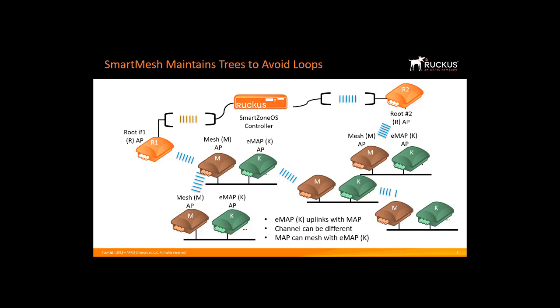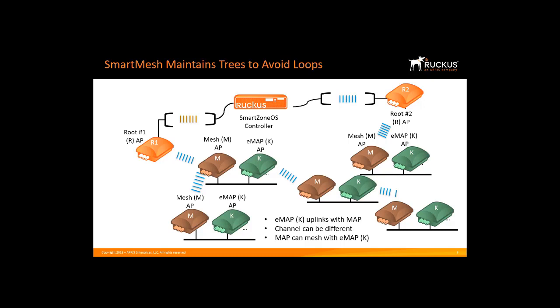Meshing APs and extended mesh APs make path forwarding decisions which can occur over the wireless network or over the wired network, meaning that a meshing AP, take for example the AP labeled M connected to root 1 AP, may decide to forward traffic over the wireless interface to root AP1, but if topology or conditions change, that meshing AP may decide to forward traffic over the EMAP or over the green AP labeled as K.